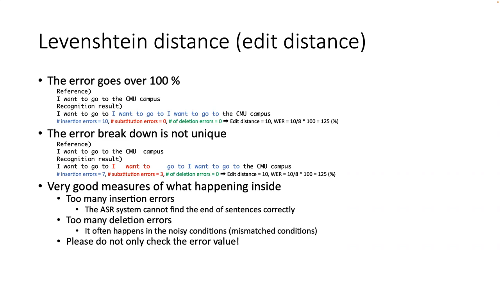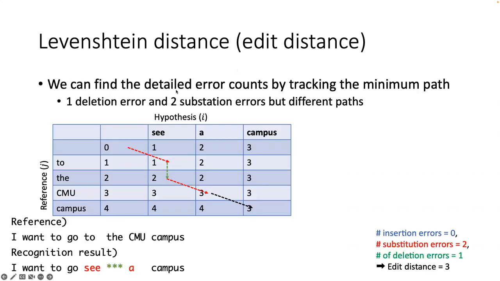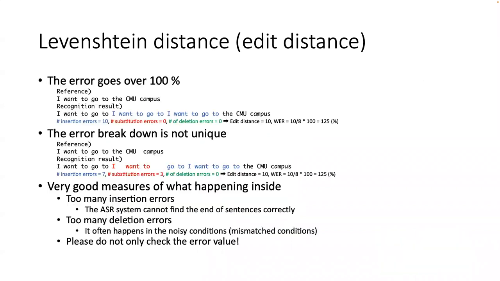And another point for discussion is that, as I mentioned, the error breakdown is not unique. I had a previous example of this one, and this one has the same error count. And for this example with insertion cases, we can also regard this part as a deletion, substitution, and then this part can be the insertion and so on. So generally we have various patterns of the error. However, this is still a very good measure.